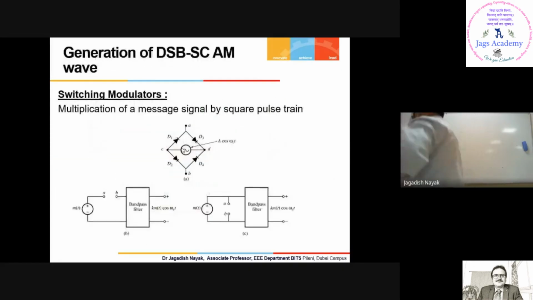See, m of t multiplied by the square wave. Here we are getting the square wave. This is the circuit here. Don't worry, I will tell you why the band pass filter is there. Now, this is multiplied by this. This is represented by the Fourier series expansion. What is that?